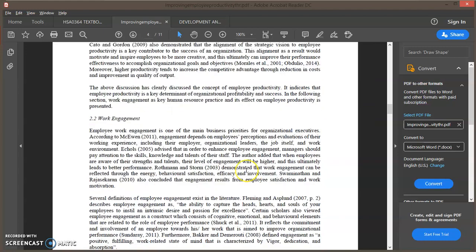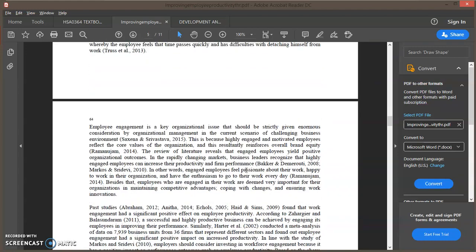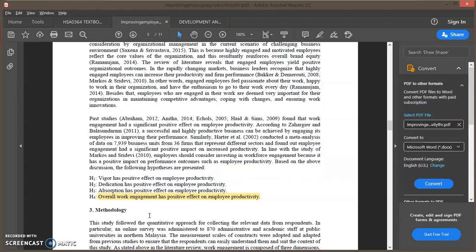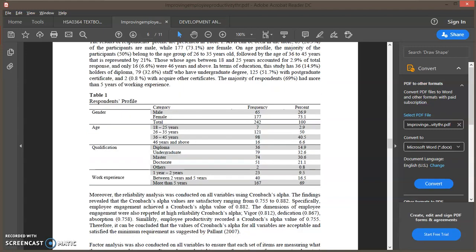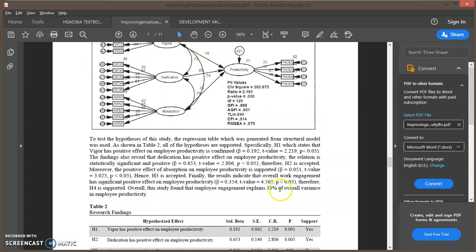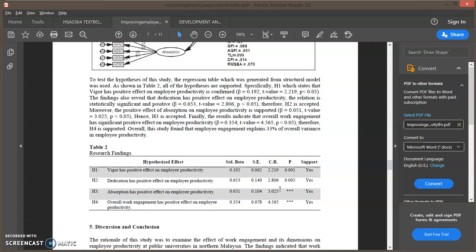And then the hypothesis. If you look at the hypothesis, it mentions clearly what the hypotheses are. One of the hypotheses is that overall work engagement has positive effects on employee productivity. So this also serves as a prediction to the research. And if you look at the conclusion, you can see all this. These are all data, right?